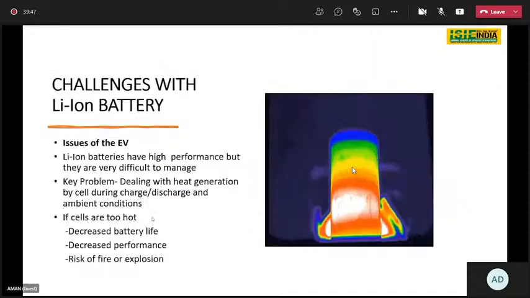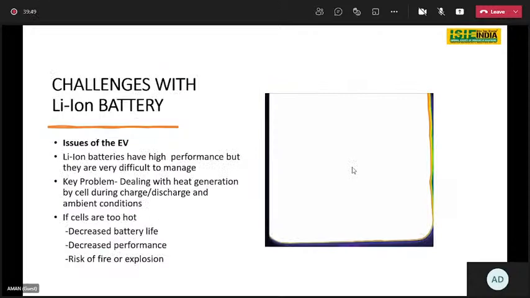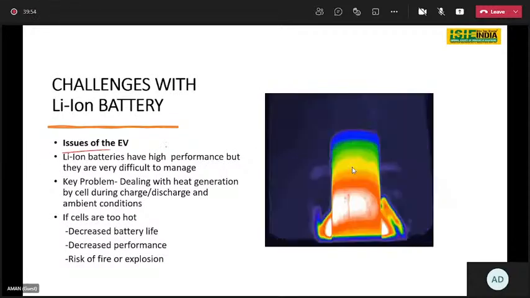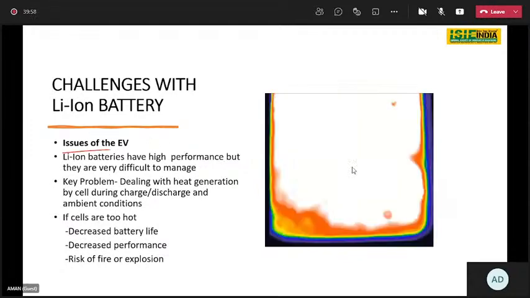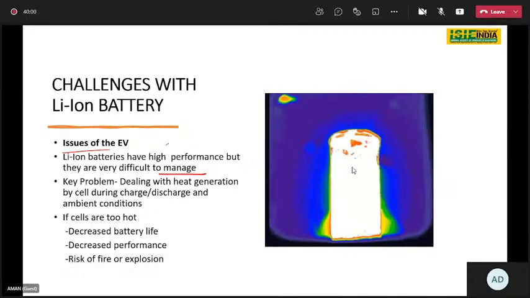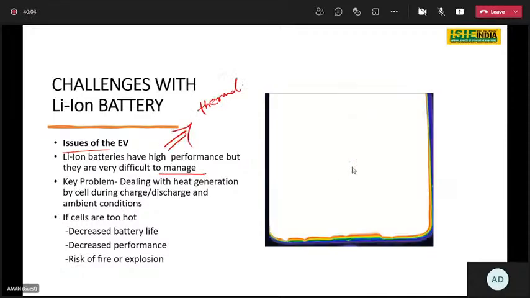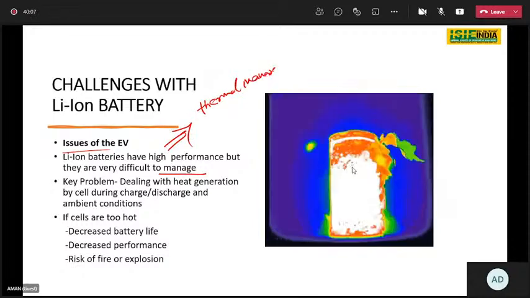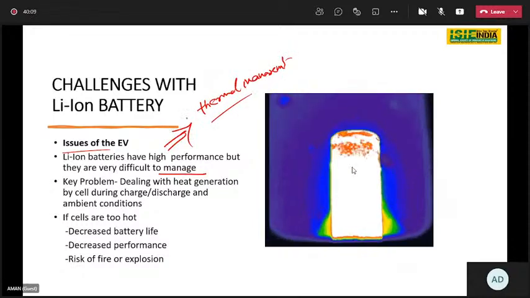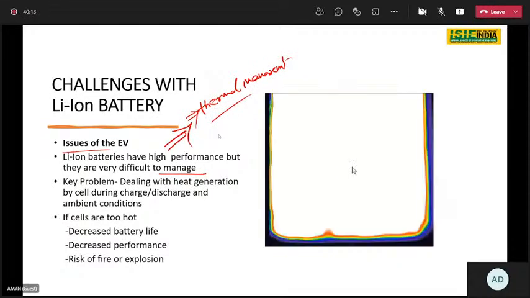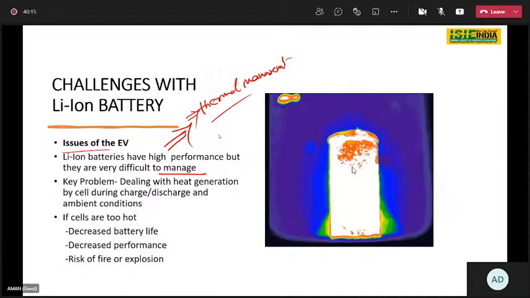So think about the various challenges with lithium-ion batteries. Let's discuss the issues of the EV. Lithium-ion batteries have high performance, but they are very difficult to manage. Here we're talking about difficulty in terms of thermal management. This is a very important thing, because we know why we require a thermal management system: in order to get the maximum performance.